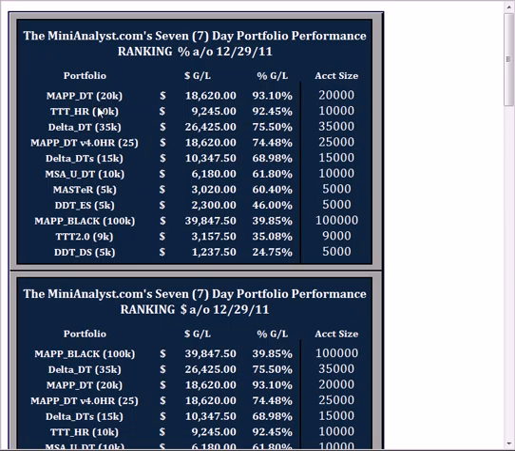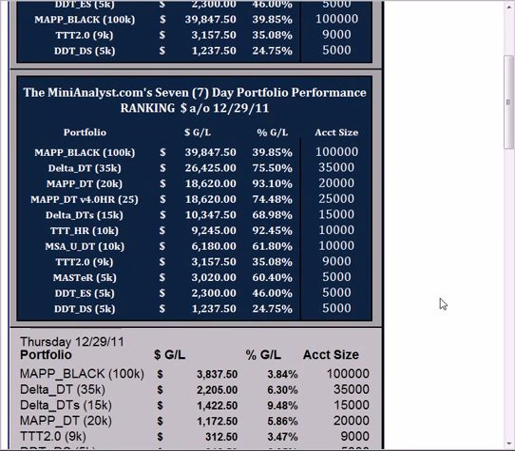But when you look at our portfolios, look at the last 7 days for our top portfolios. The MAP-DT, the venerable MAP-DT. Again, we develop 2 to 4 new trading models per year. So this MAP-DT is the original $20,000 portfolio, and it still has original models. But certainly some have been added and some have been dropped over the years. But as you can see, just over the last 7 days, this portfolio has made 93%.